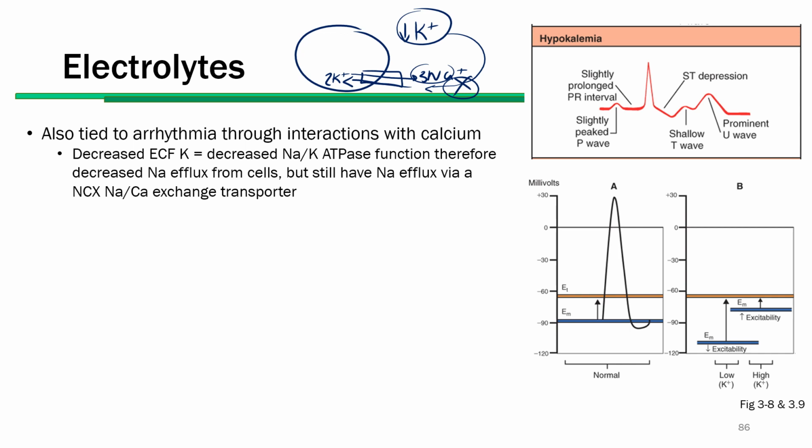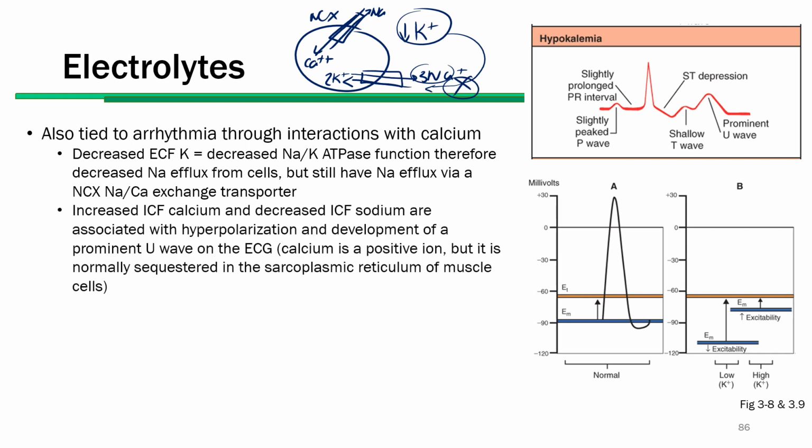But there's another channel, the NCX channel, that can also have sodium pulled out with calcium moving in. So there's another channel that can have an impact there too. That's going to impact the ECG. If there's an increase in this intracellular calcium and decreased intracellular sodium, because it's left here, then those can be associated with hyperpolarization, and that's where you get this big U wave with hypokalemia on the ECG.